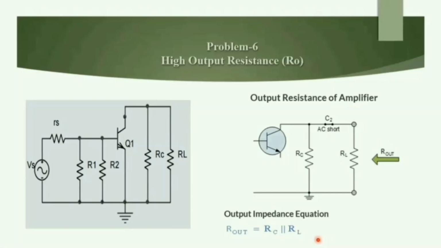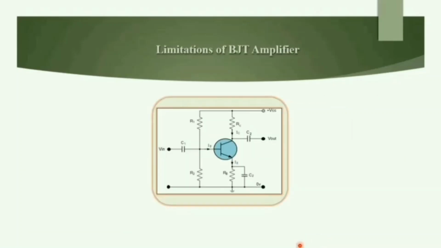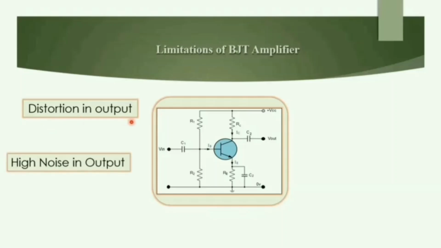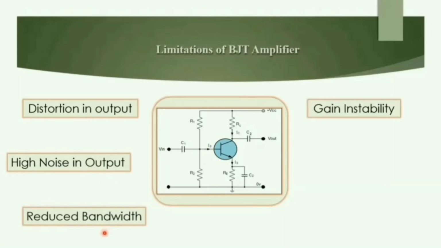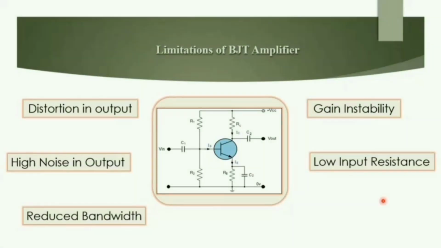Adding these two limitations to the other limitations we have mentioned earlier, let's make a list of major limitations of this amplifier circuit. The first one is distortion in output. Second is high noise in output. Third is reduced bandwidth. Fourth is gain instability. Fifth is low input resistance and high output resistance.